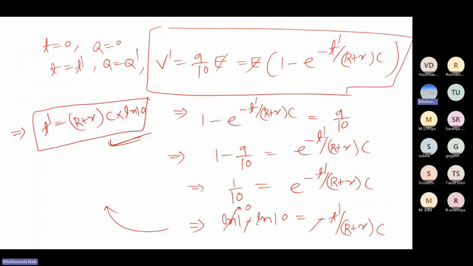and in place of t we put t prime here, and in place of R we put here R plus r, because the source has some internal resistance, and when both resistances are connected in series, the resultant resistance is the sum of the two resistances. So we solved the equation and found that the time required for the voltage drop across the capacitor to be 90% of the maximum voltage E is (R plus r) into C into ln 10.